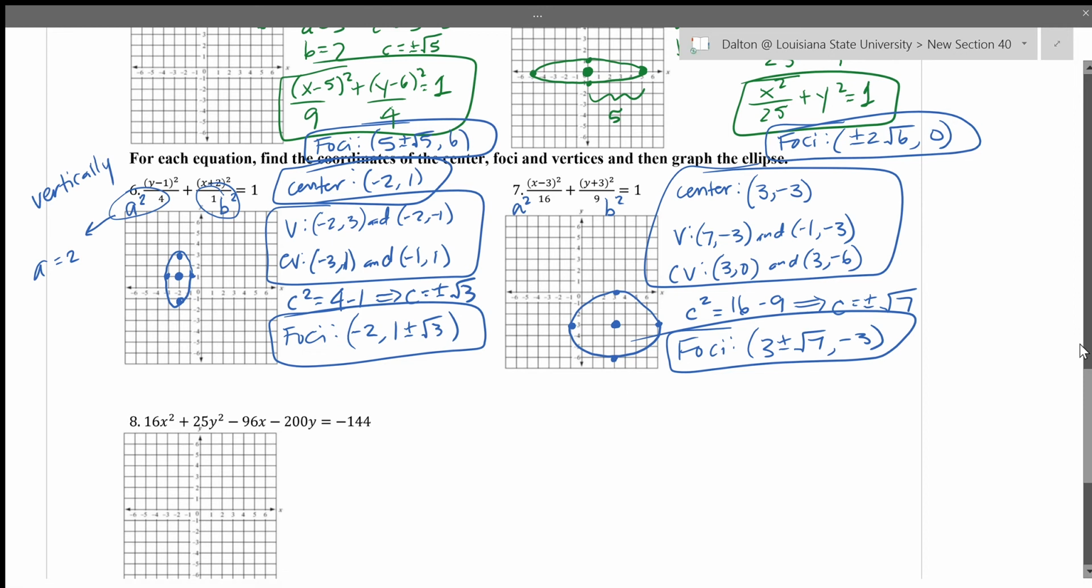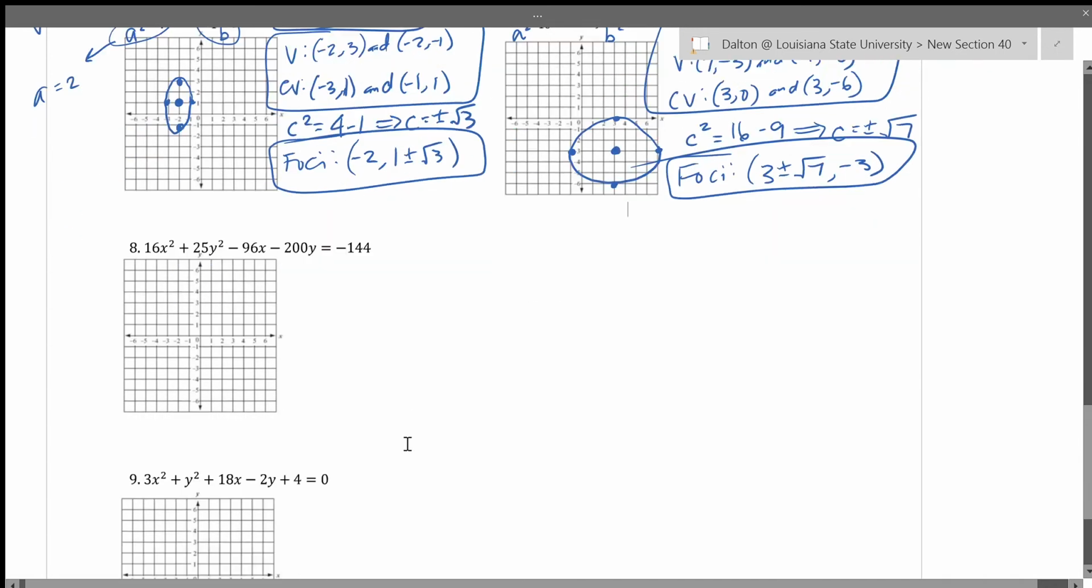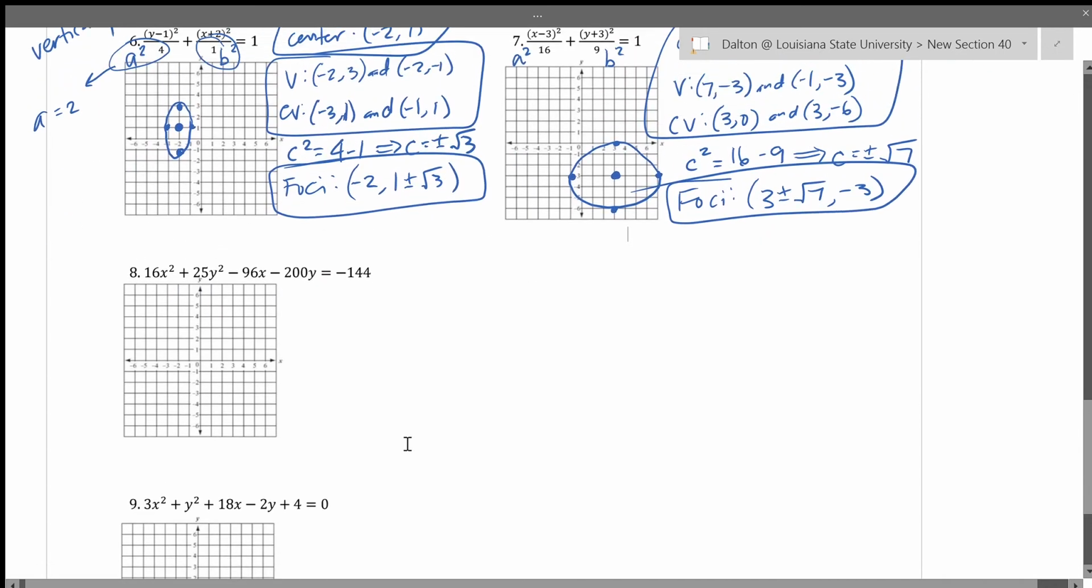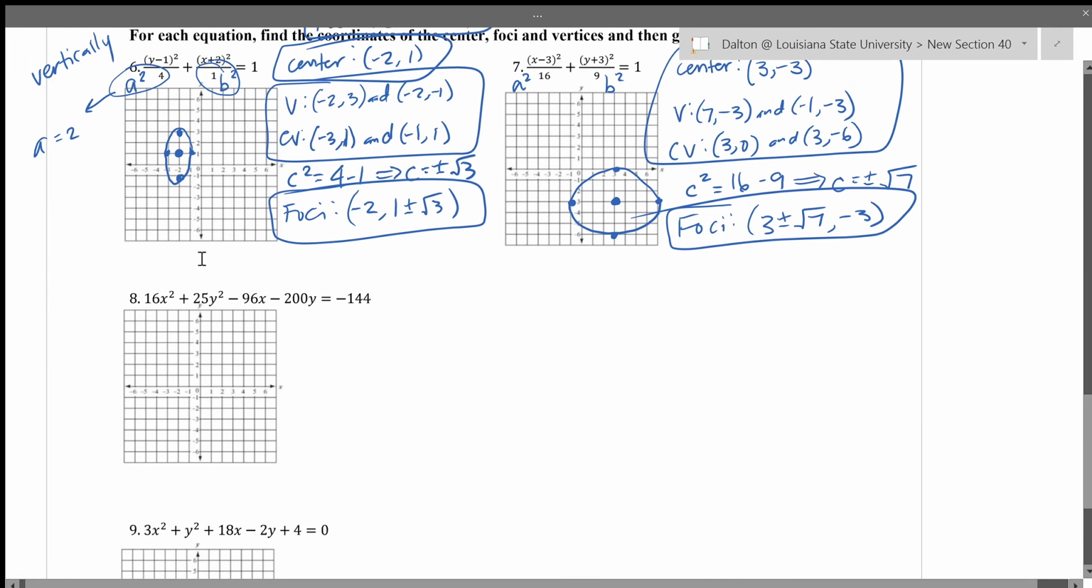8 and 9 look a little bit different. Notice they are not in standard form. We dealt with this with circles yesterday, right? They have all the x's and the y's, or everything is like foiled out, if you will, and written kind of in this polynomial type form.